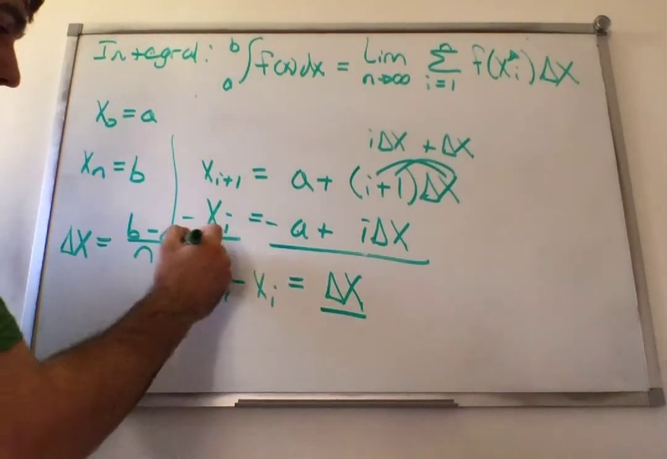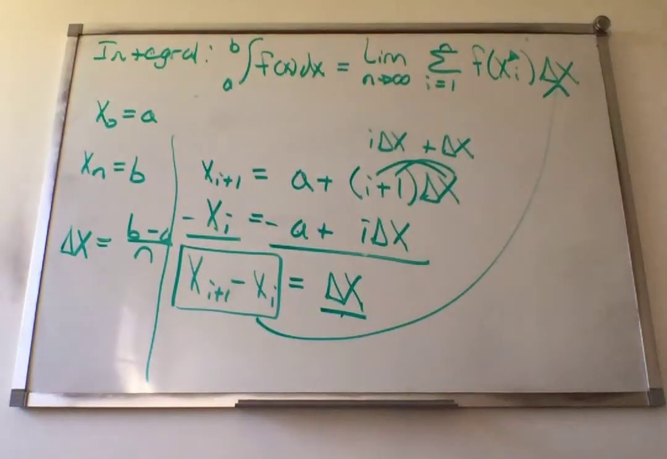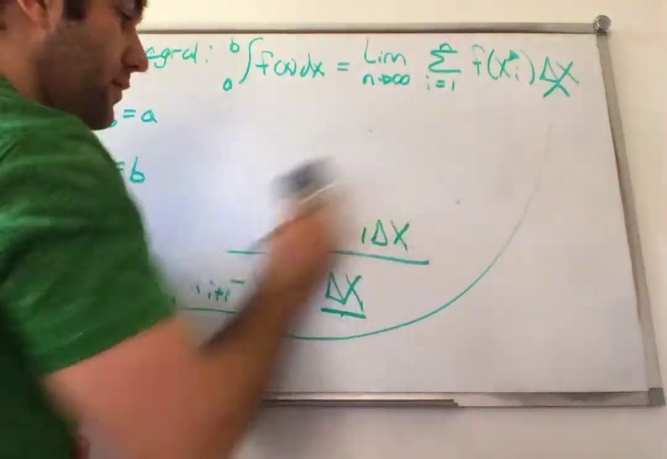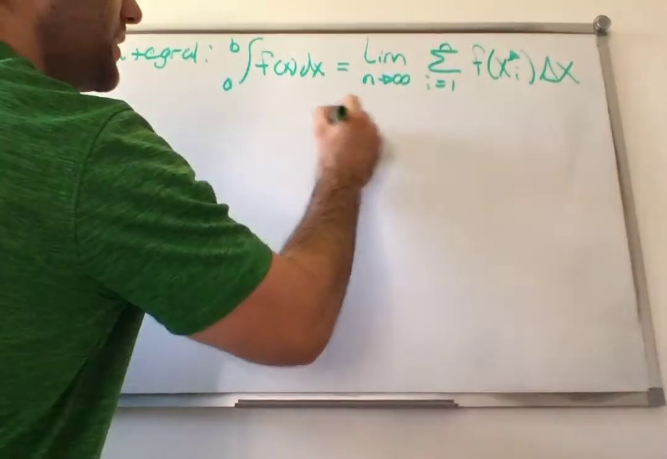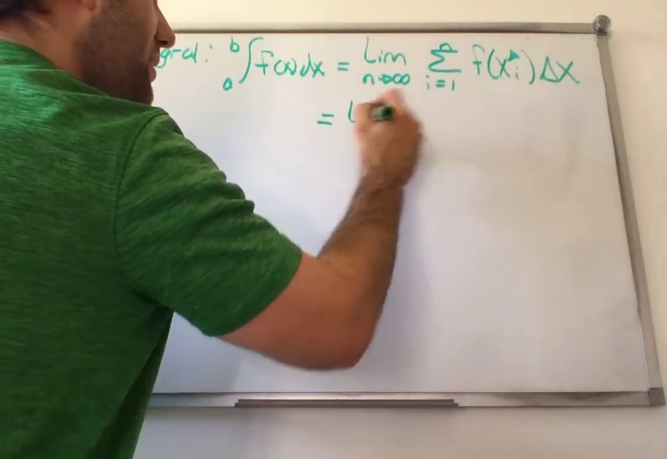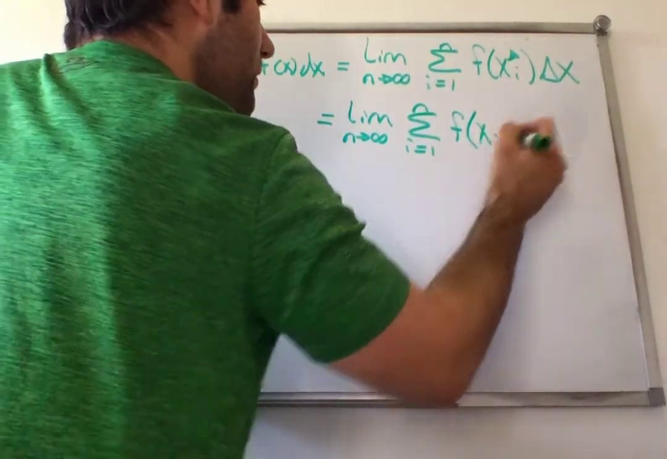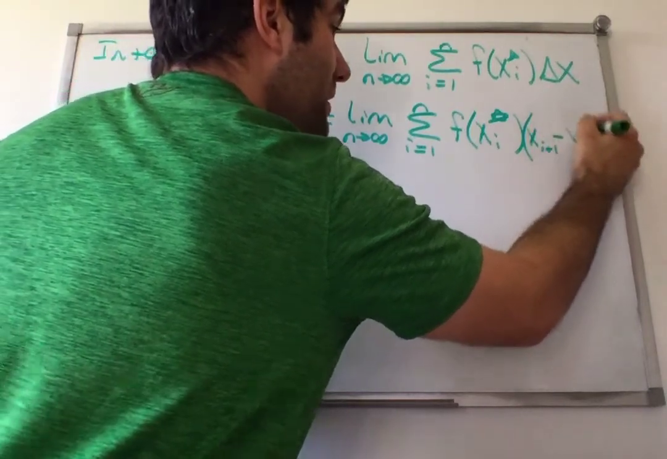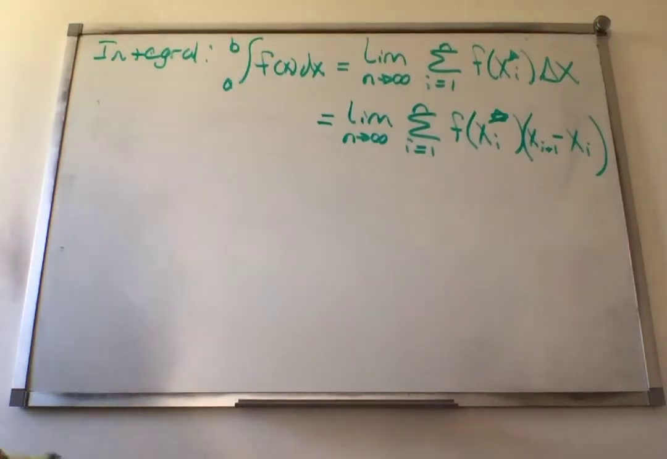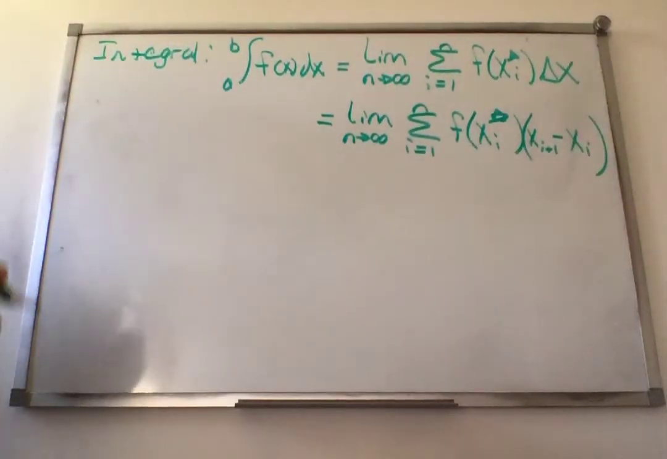So what we're going to do is take this delta x and plug it in right there. So the integral is equal to, we still have a limit as n goes to infinity of the sum from i equals 1 to n of f of x star. Now instead of delta x, it's x sub i plus 1 minus x sub i. We used the definition that we got of delta x and put it there. Remember, these distances are always the same. We split the graph up into equal rectangles.